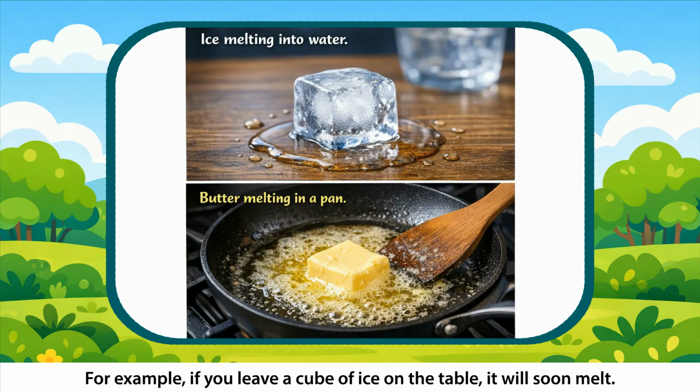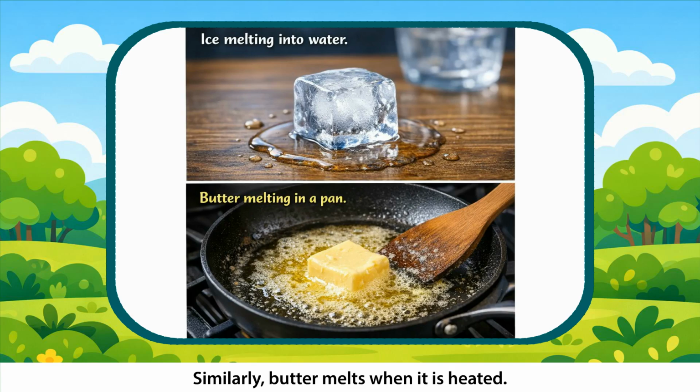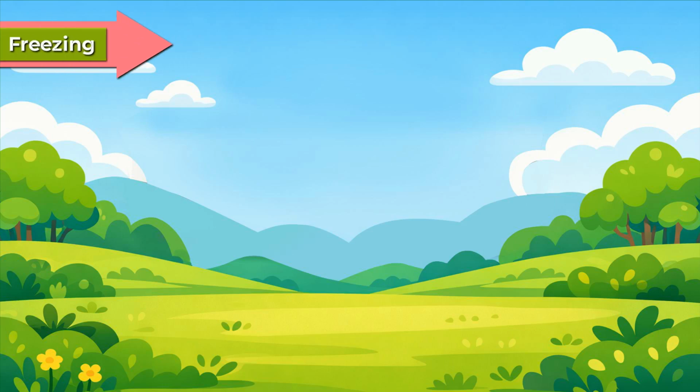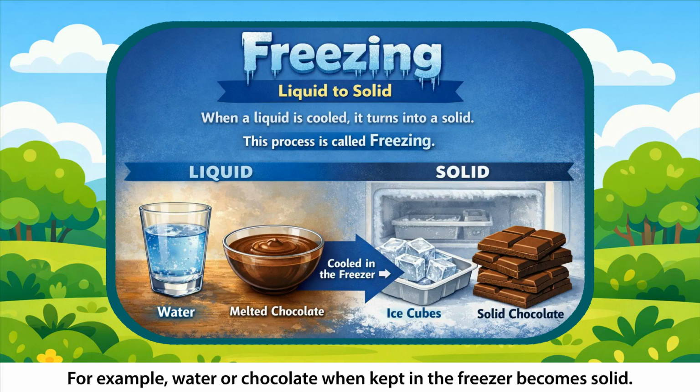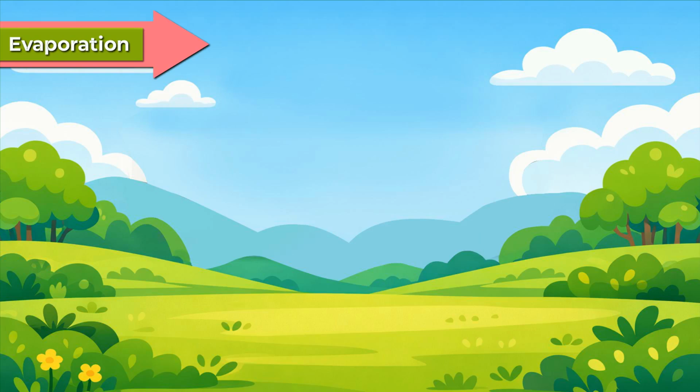For example, if you leave a cube of ice on the table, it will soon melt. Similarly, butter melts when it is heated. Freezing. When a liquid is cooled, it freezes and turns into a solid. This process is called freezing. For example, water or chocolate, when kept in the freezer, becomes solid.